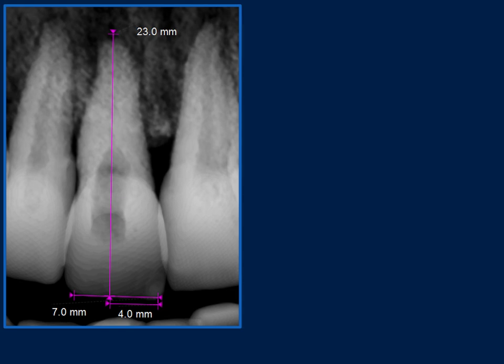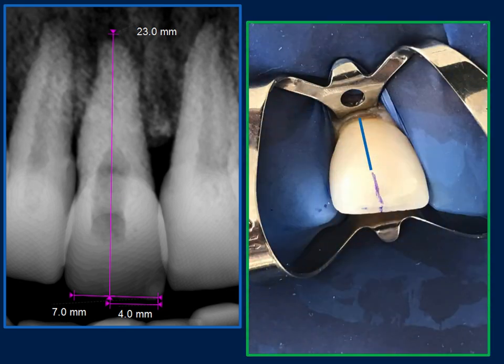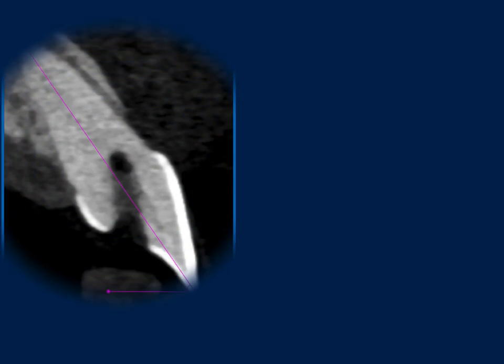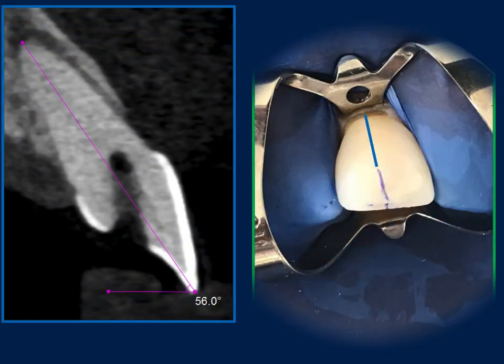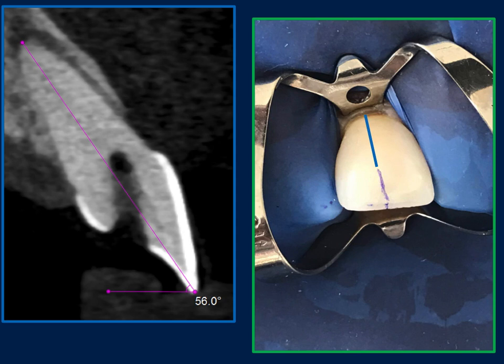I will take my pen and make those lines. The first line is the longitudinal line, which is 23 millimeter, in the middle. Then half of the crown's width, which is 4 millimeter. Now I need the angle, which is 56 degrees. I will take an active tip file. Here I used Hero.